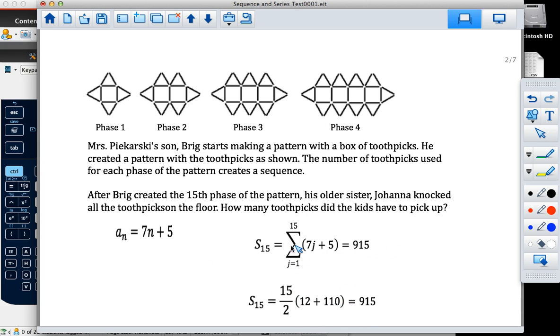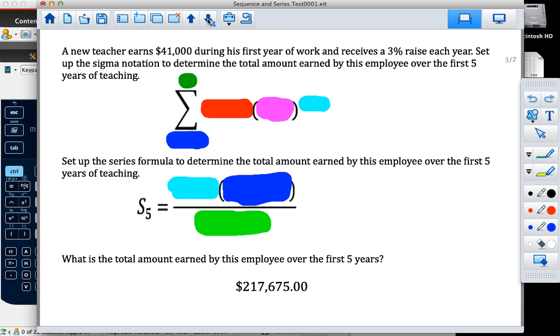Either way, whether you use the sigma notation or the series formula, both of those processes should give you 915. All right, next scenario. A new teacher earns $41,000 during his first year of work and receives a 3% raise each year. Set up the sigma notation to determine the total amount earned by this employee over the first 5 years of teaching.